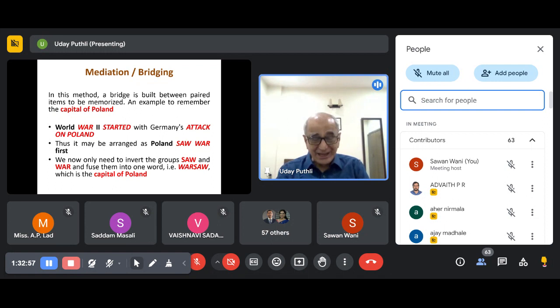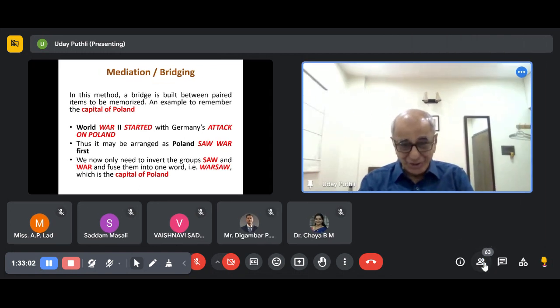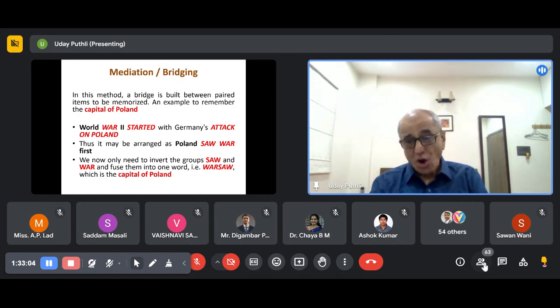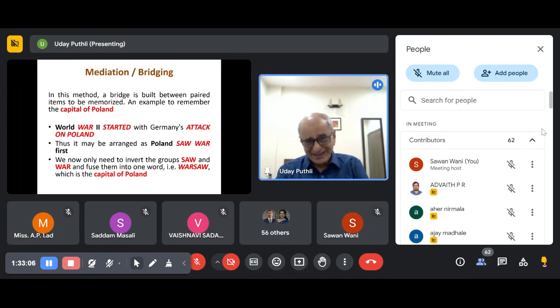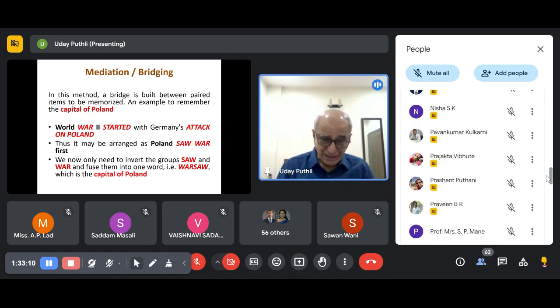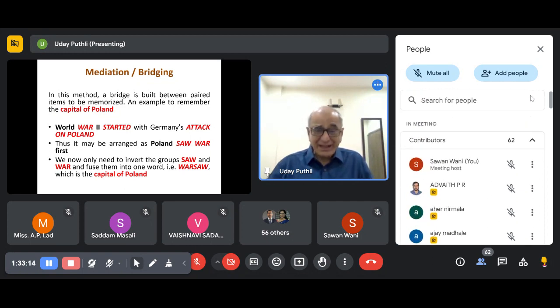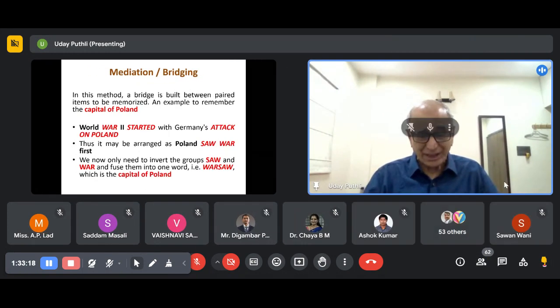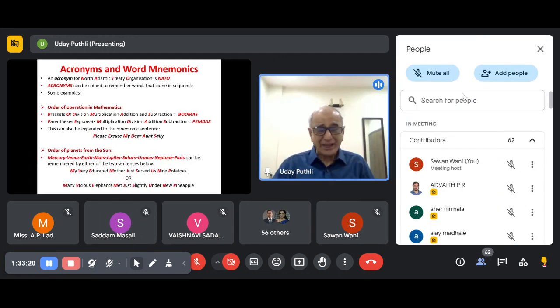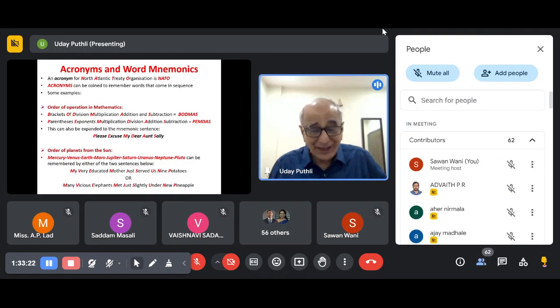Now, if you rearrange saw and war, if you bridge the two words, you get the word Warsaw, which is made up of saw and war. And Warsaw is the capital of Poland. This is one way of remembering. Create some kind of a logic and join it together and get that. Okay. This is very common.